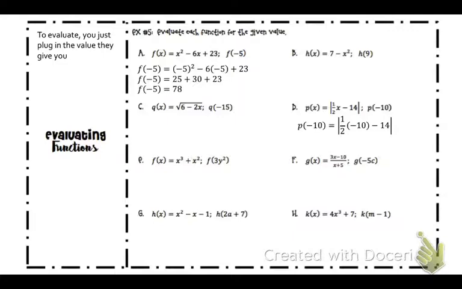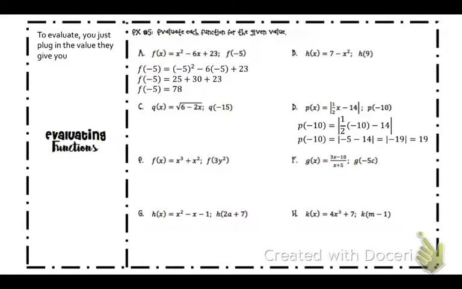Let's look at example D. So I'm going to plug in -10 for that. So that's the absolute value of 1/2 times -10 minus 14. 1/2 times -10 is -5 minus 14. -5 minus 14 is -19, but the absolute value of negative 19 is positive 19. So P of negative 10 equals positive 19.